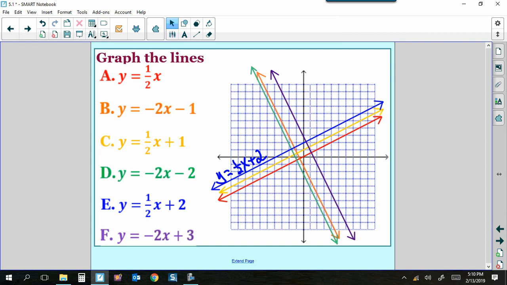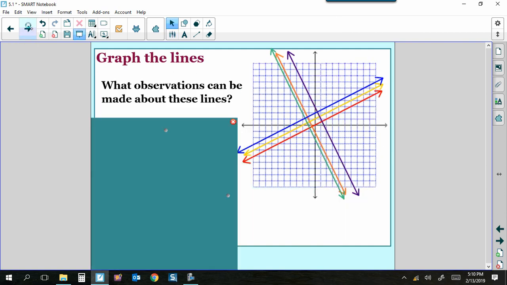So what we would like for you to do next is take a look at all of these graphs and think about what observations can be made about the equations and the lines of those equations. So look at the equations, look at the values in the equations, and then look at the lines, and if you would, make a conjecture or a hypothesis about why you think you see what you see.